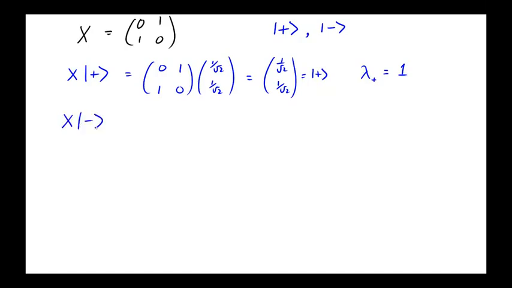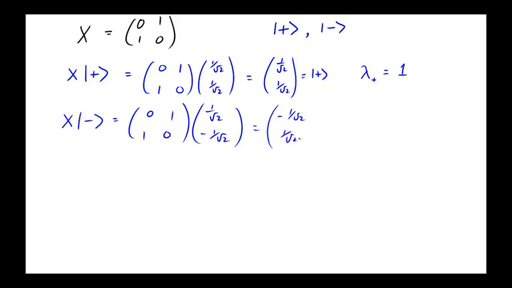What does X map minus to? Well, it's exactly the same thing, 1 over square root 2, minus 1 over square root 2. And this time it flips them, which is minus of what we started from. So lambda minus is minus 1. Okay, so X has 2 eigenvectors, plus and minus, with eigenvalues 1 and minus 1.